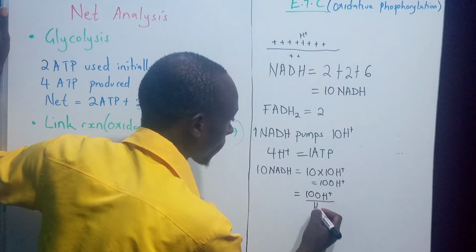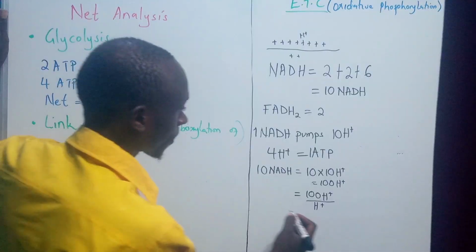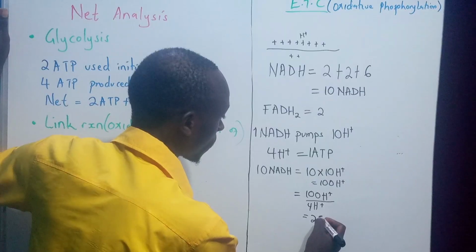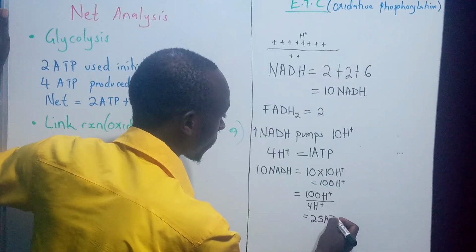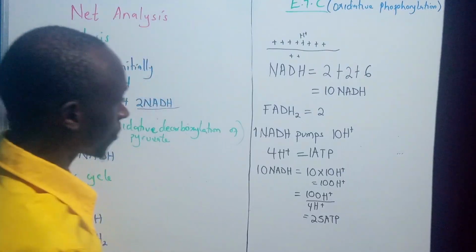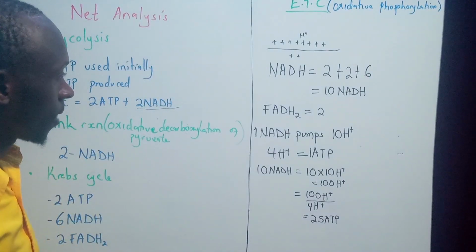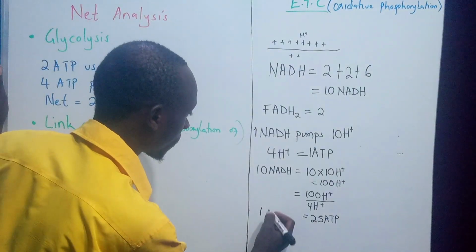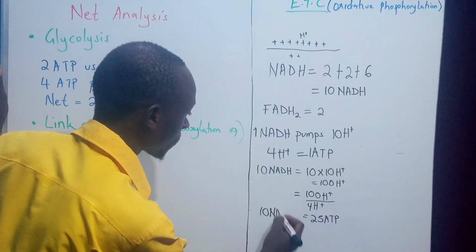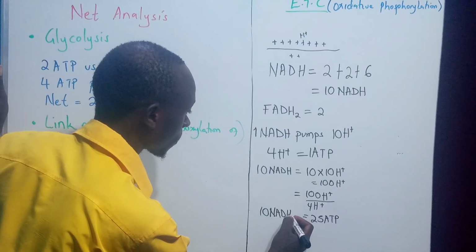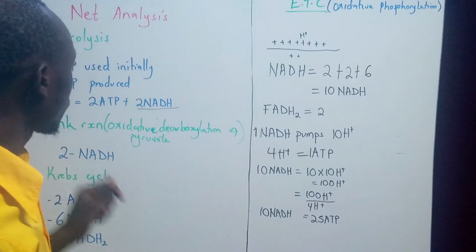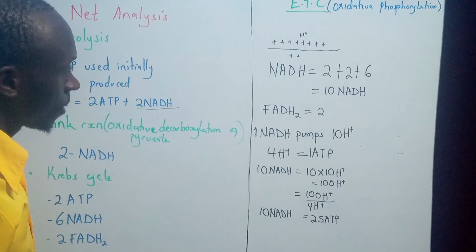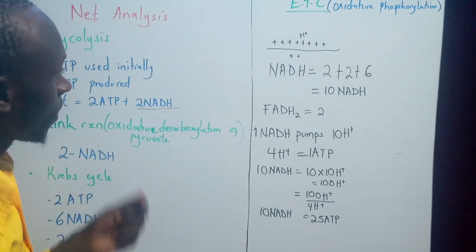divided by 4 ions, so giving us a total of 25 ATP. So 25 ATP are formed from 10 NAD molecules. So 10 NAD molecules form 25 ATP molecules. So how about the FAD molecules?